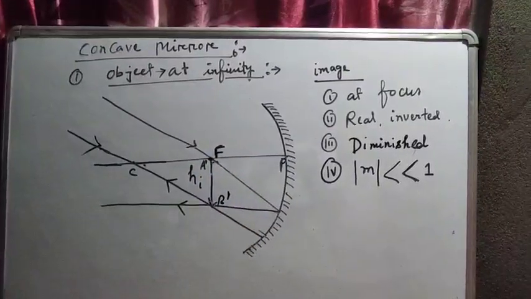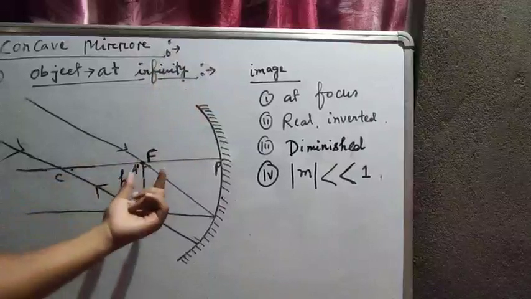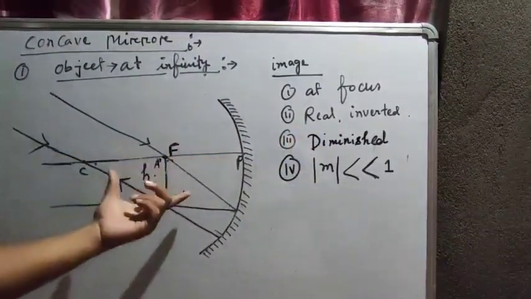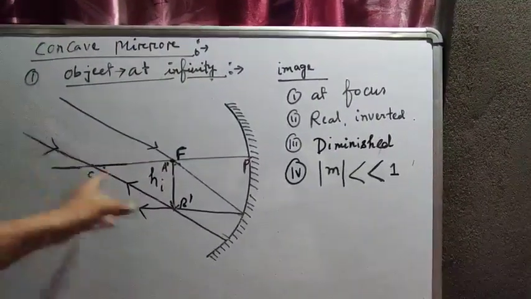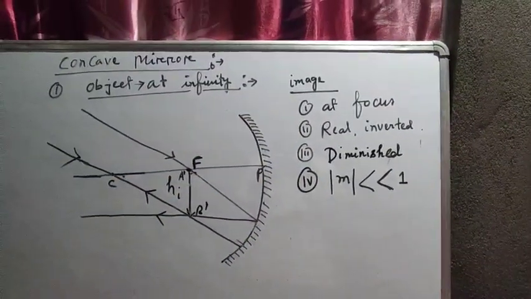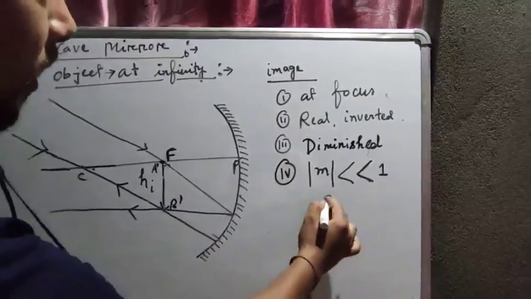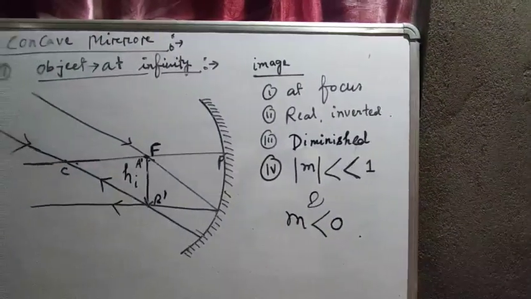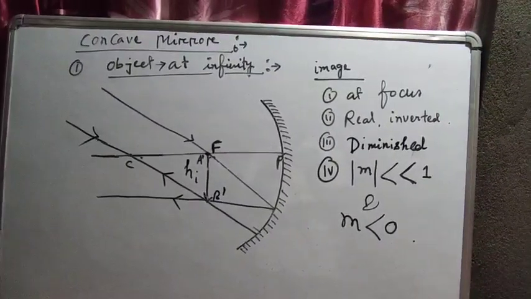So now look at the properties of the image. The image at the focus is real, obviously formed in front of the mirror, right? Next, diminished, very much smaller. The image is very small, because the object is at infinity. So the magnification will be very, very less than one. The magnitude of magnification is very, very less than one.